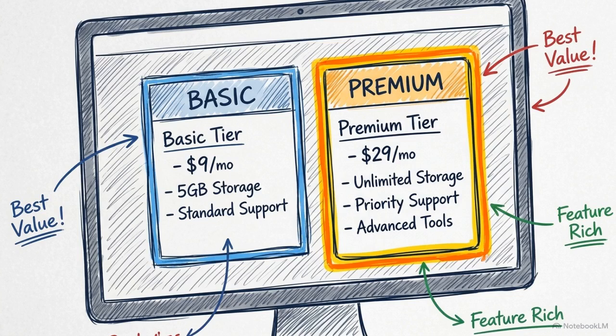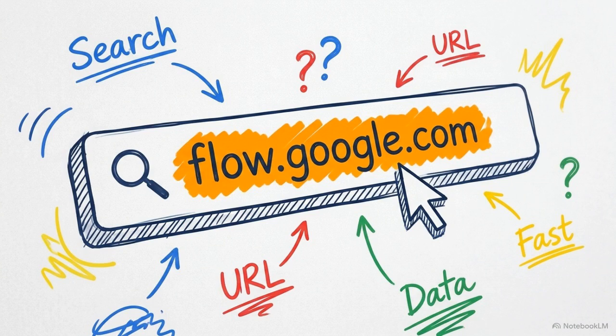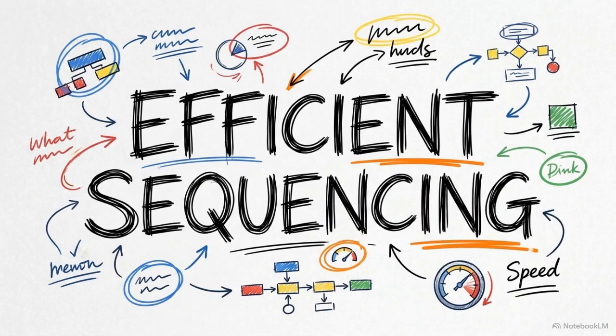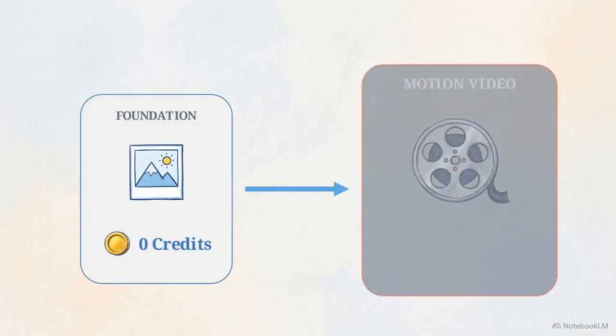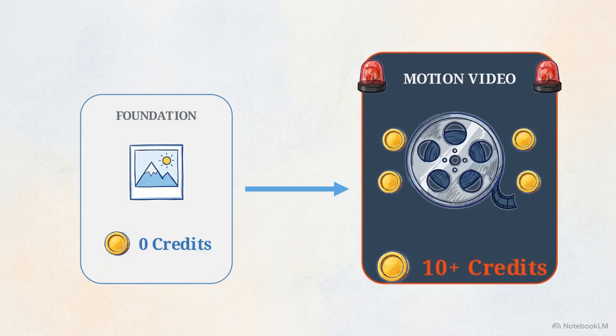To execute this process, you need two things: an active Google AI Pro or Ultra subscription, and access to the Flow URL, which is linked in the description below. The golden rule of Flow production is straightforward. Always build your foundation with cheap image generations before committing to expensive motion processing.